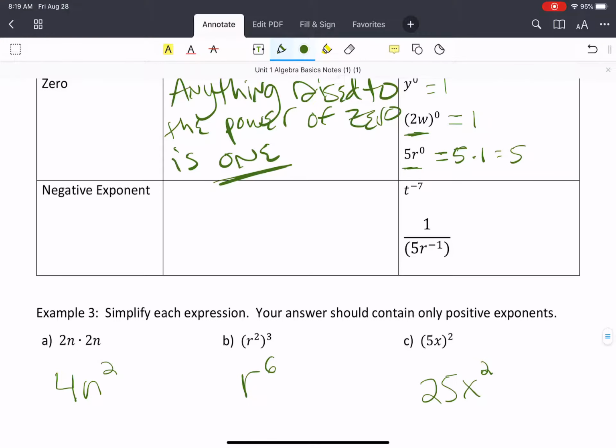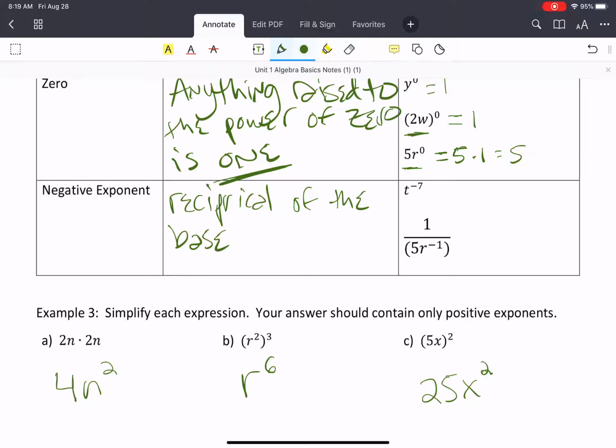Okay, negative exponents. Here, let me erase the answers. Okay, a negative exponent means that I want the reciprocal of the base.